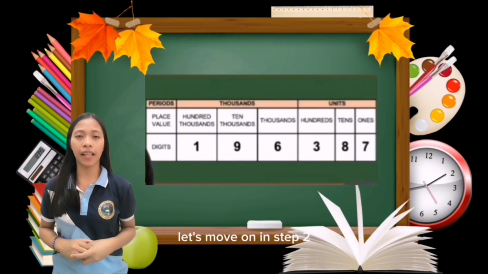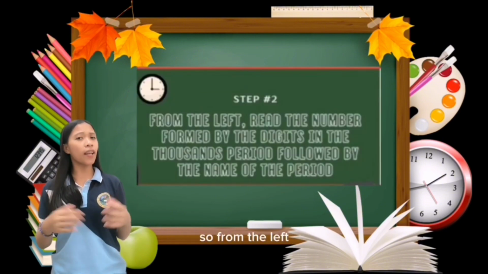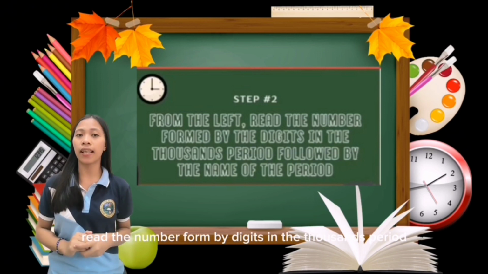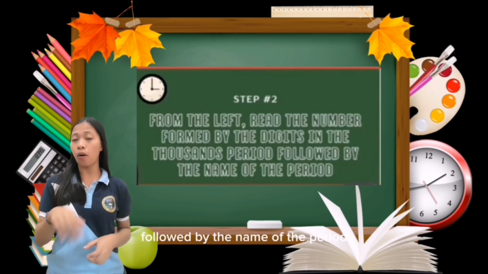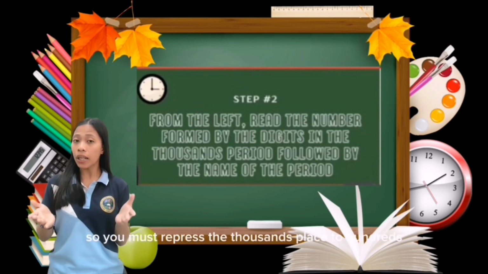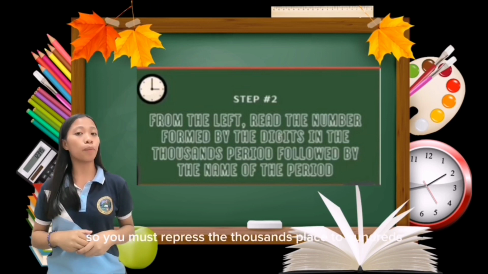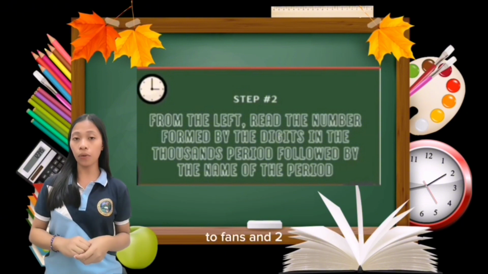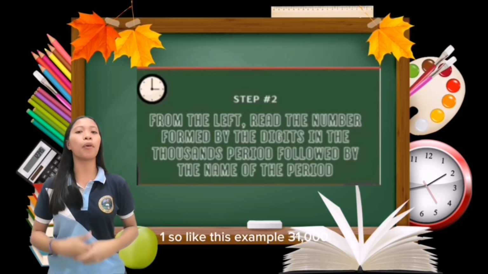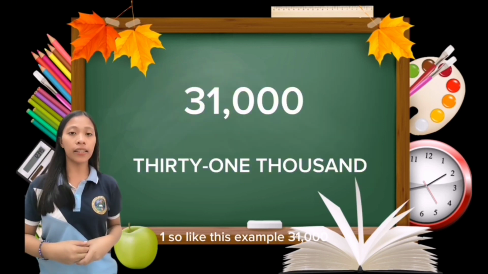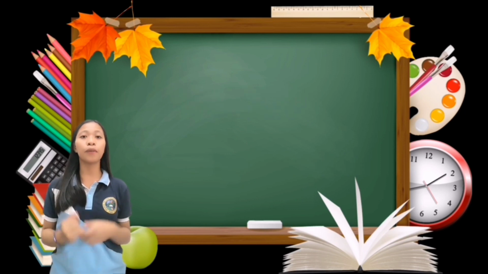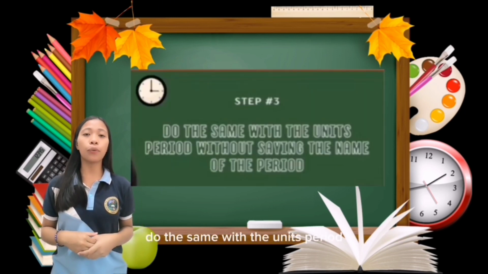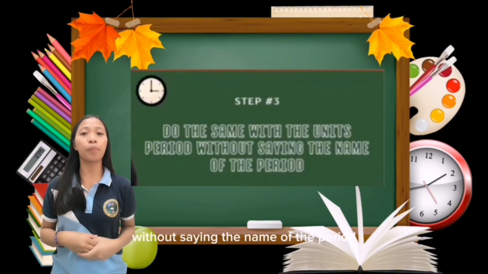Let's move on to step 2. So, from the left, read the number formed by digits in the thousands period followed by the name of the period. So, you must read first the thousands place, then hundreds, tens, and ones. So, like this example, 31,000. For the last step, do the same with the units period without saying the name of the period.